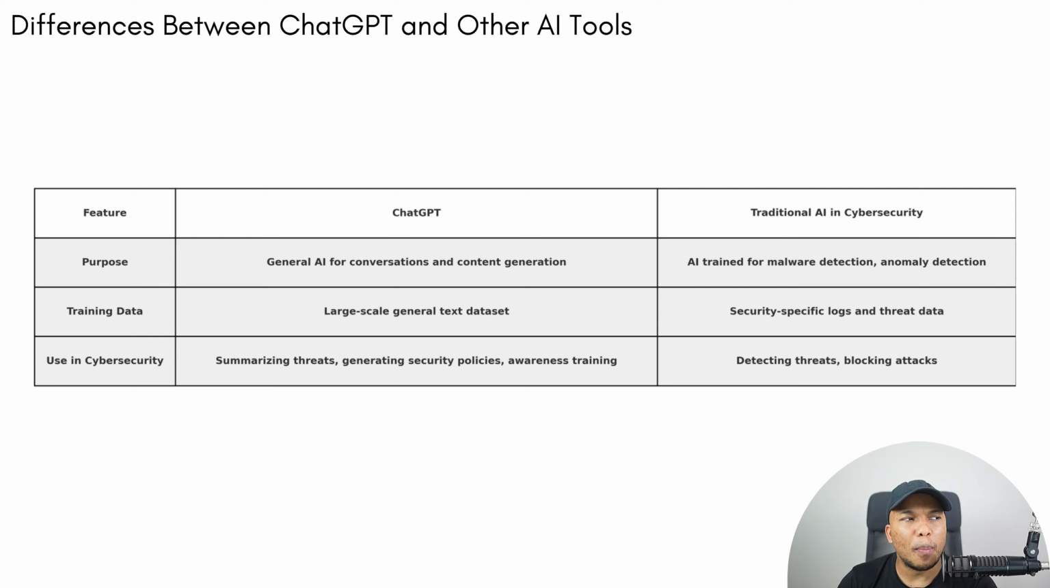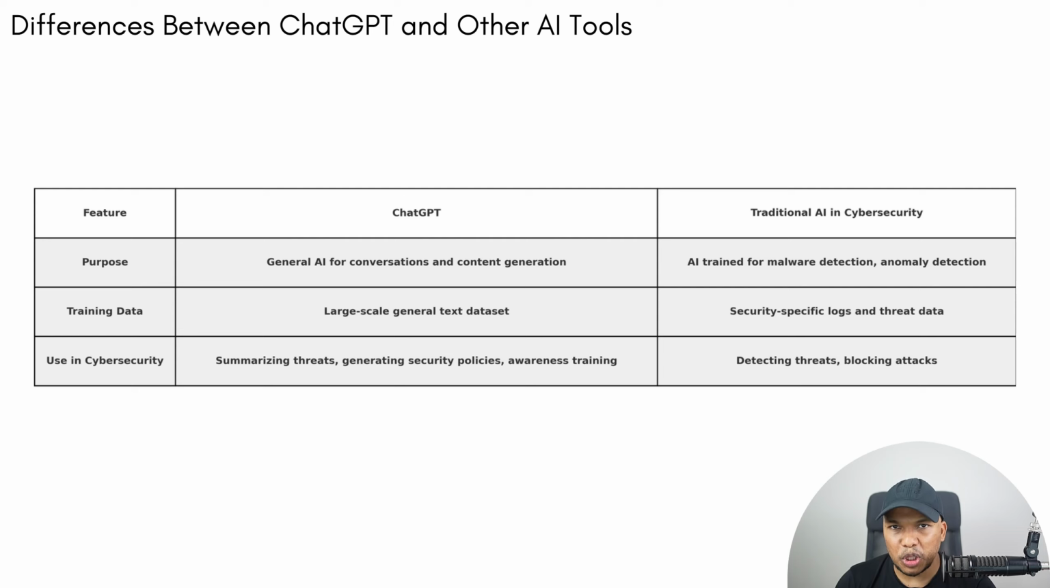Before I round up, I wanted to give you a few differences between ChatGPT and other AI tools that have already been used within cybersecurity for quite some time. First, the purpose. ChatGPT is used for general conversations and content generation, not specifically cybersecurity. However, traditional AI tools in cybersecurity are typically trained for malware detection, anomaly detection, and so on. The training data used for ChatGPT is large-scale general text data sets, while traditional AI in cybersecurity is trained using specific security logs and threat data.